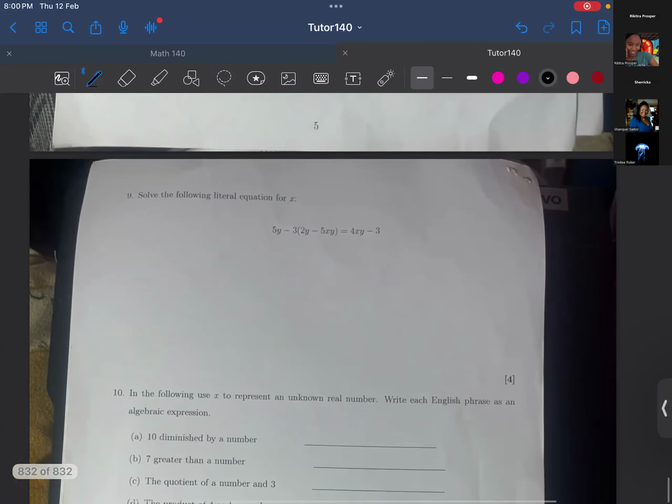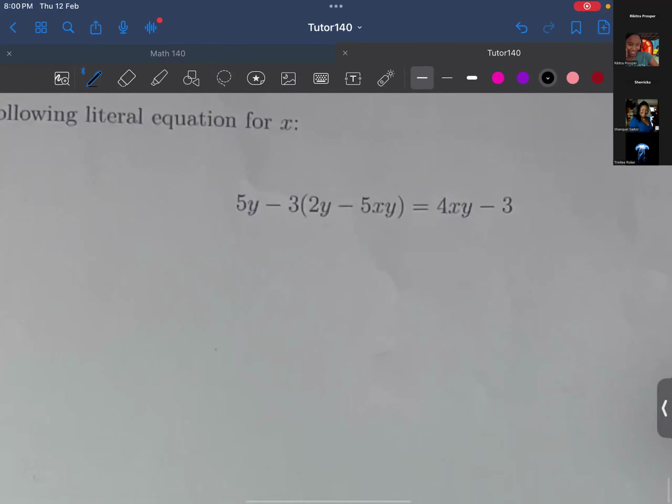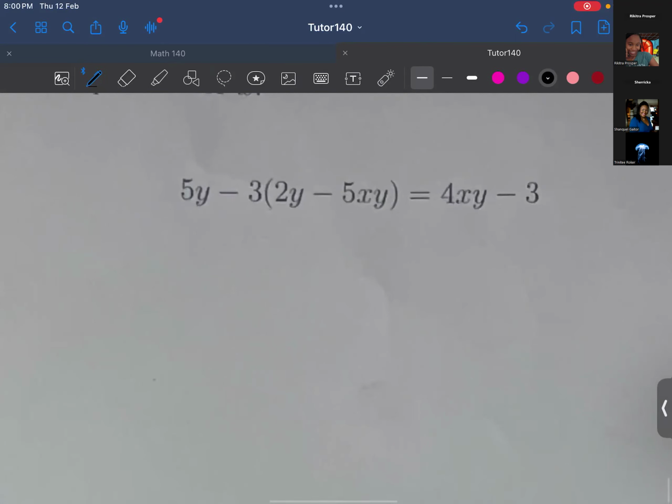Literal equations. Okay, a literal equation is an equation that contains variables other than the one we are solving for. So we want to solve for x. It might look like a lot, but be mindful that when you're taking the assessment, you're not doing anything you haven't seen before. So just apply what you know.